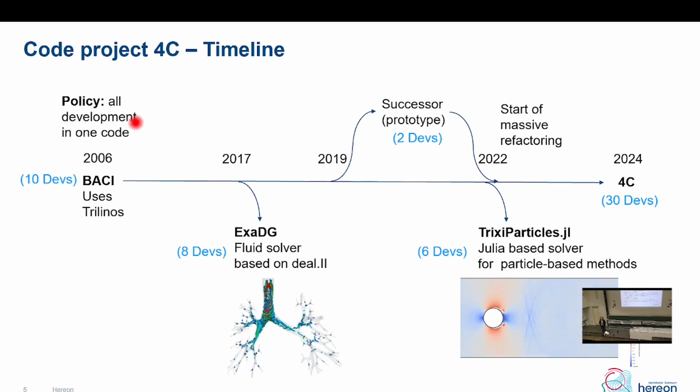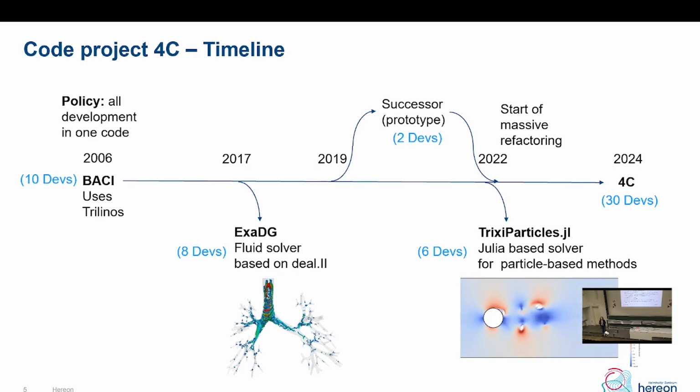The start was the beginning of the 2000s. The code was developed by roughly 10 people. It was based on a Trilinos project from the US national labs. From this we use the linear sparse algebra and the solvers, but the remaining stuff is developed on our own.